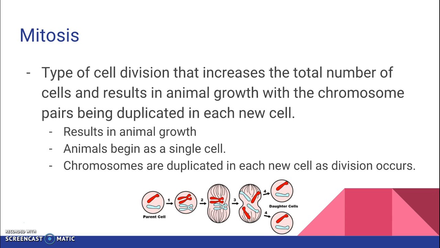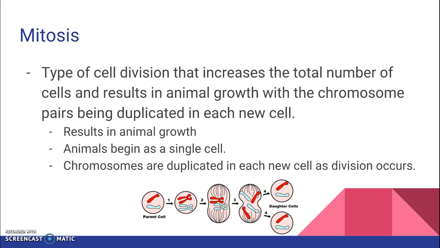This is where chromosome pairs are duplicated in each cell, and then you end up with one cell with two sets of the same chromosomes, and then that cell actually splits and divides, and you end up with two cells. So this results in animal growth.